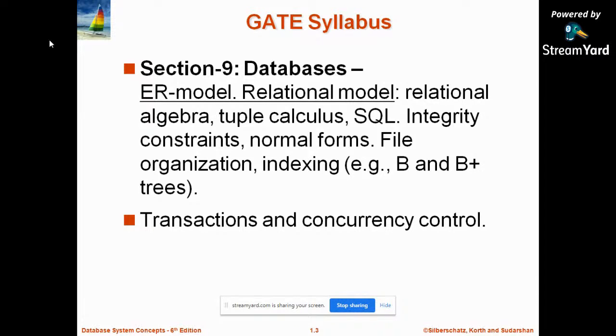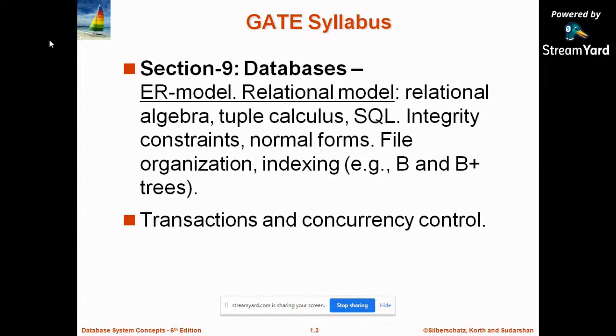Before that, I would like to take the theoretical part and clear your concepts, and after each and every concept we are going to take the GATE problems. We will be discussing the solutions for every topic. So let me start with the syllabus of the GATE.